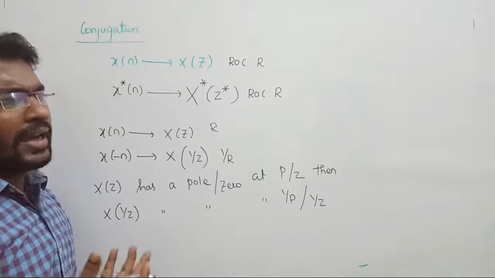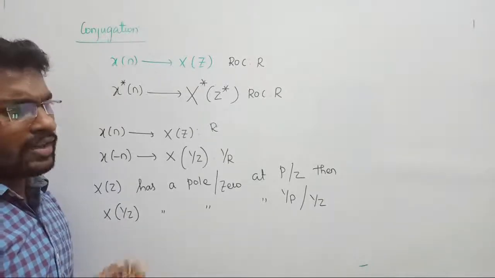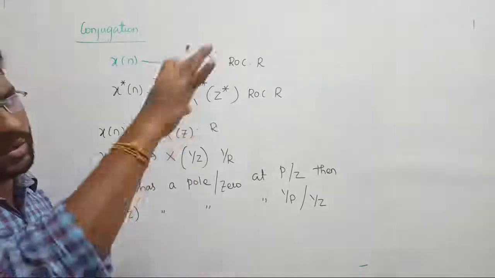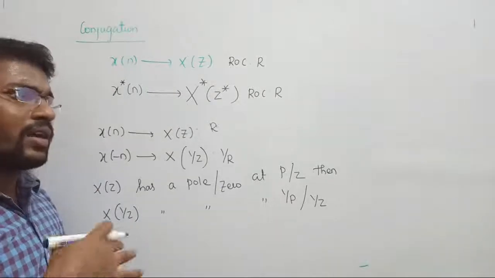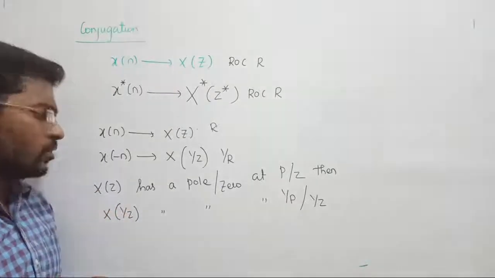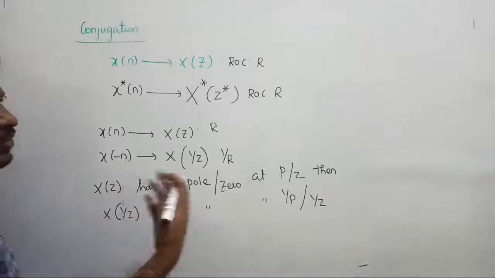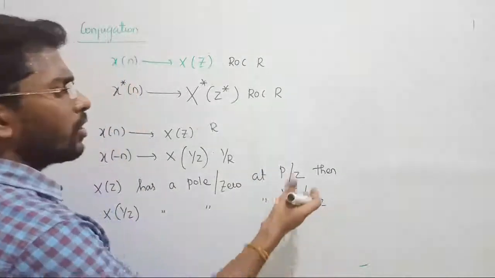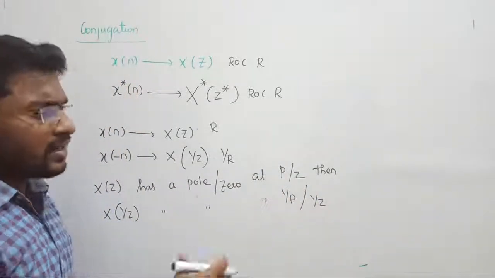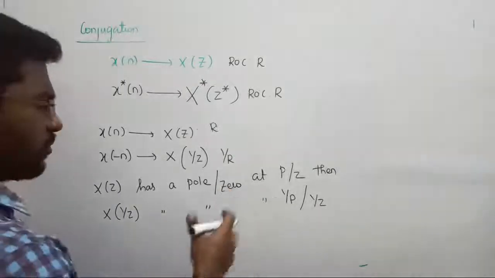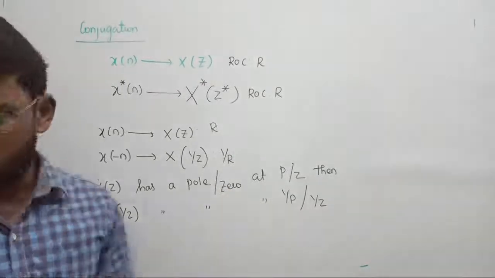Are you getting me? X of z is a transfer function. It has poles and zeros at some values, and we located them in our observation. Then from the analysis we understood that if I have X of 1 by z, then its corresponding poles and zeros are going to be what? 1 by p, 1 by z. That is how we are defining these pole zero conjugation properties. Okay, fine. Okay, let us see.